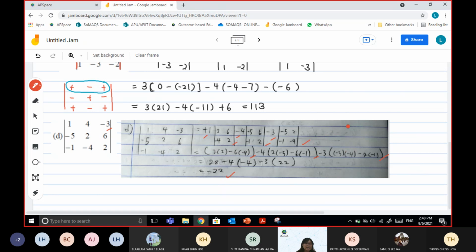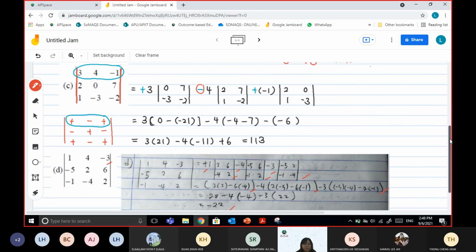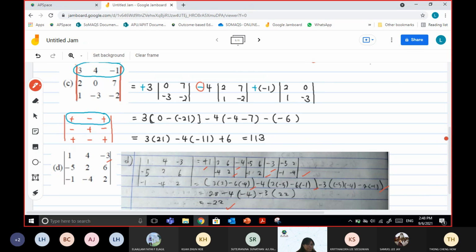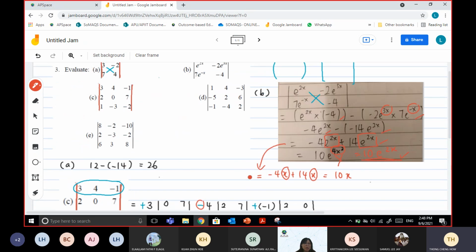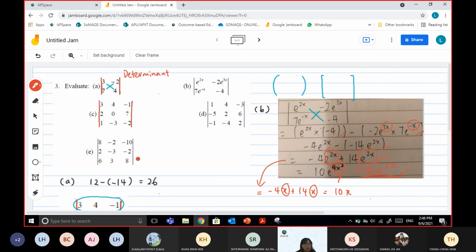So far, any question? Is that clear for the two questions that we have gone through, C and D? Yeah, clear, Miss. Okay, so there's one more question, E. Let's check the answer. What answers do you all get? May I have, anyone, what is the answer for E?